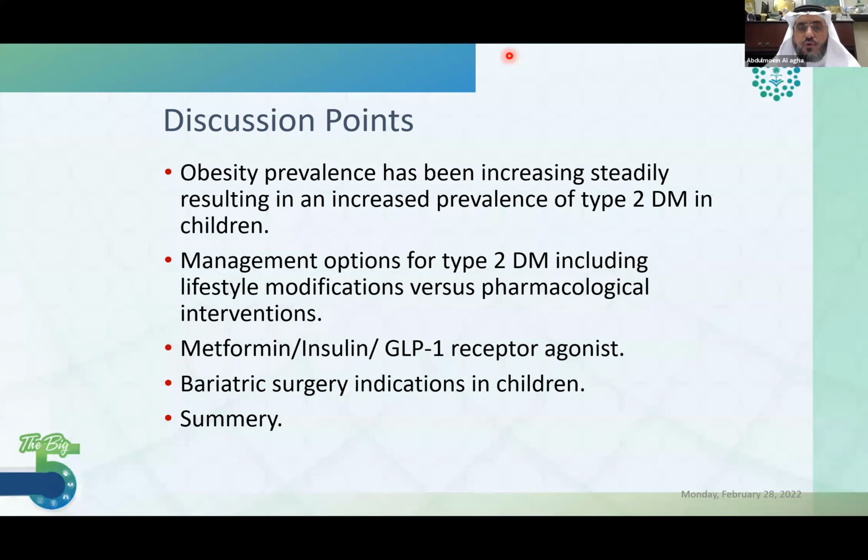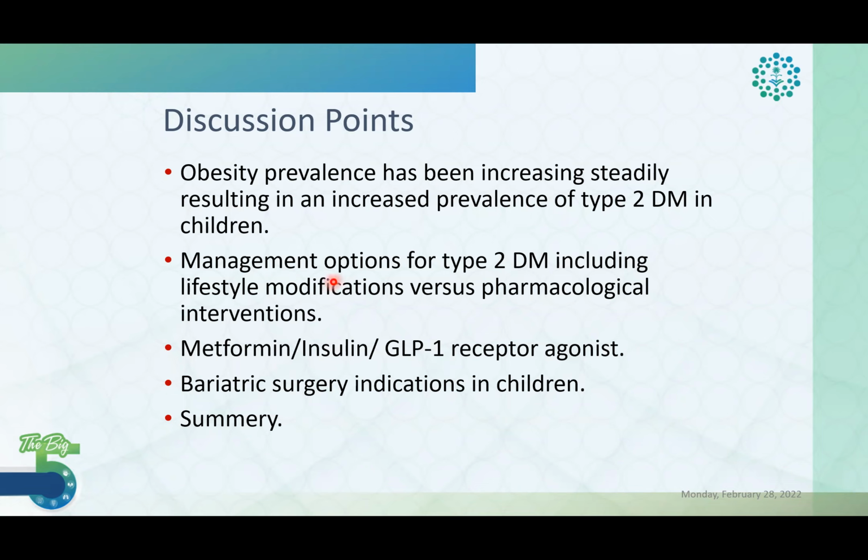The following points I'm going to discuss in my presentation. First of all, as all of you know, obesity prevalence has been increasing steadily, resulting in increased prevalence of type 2 diabetes in children. For the last 20 years or more, the prevalence of type 2 diabetes in children was not much. And because obesity is increasing, the number of children with type 2 diabetes is becoming more and more every year.